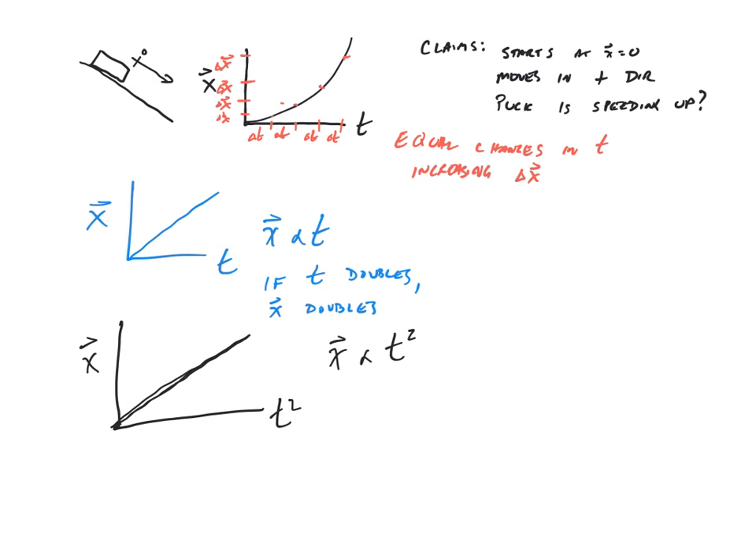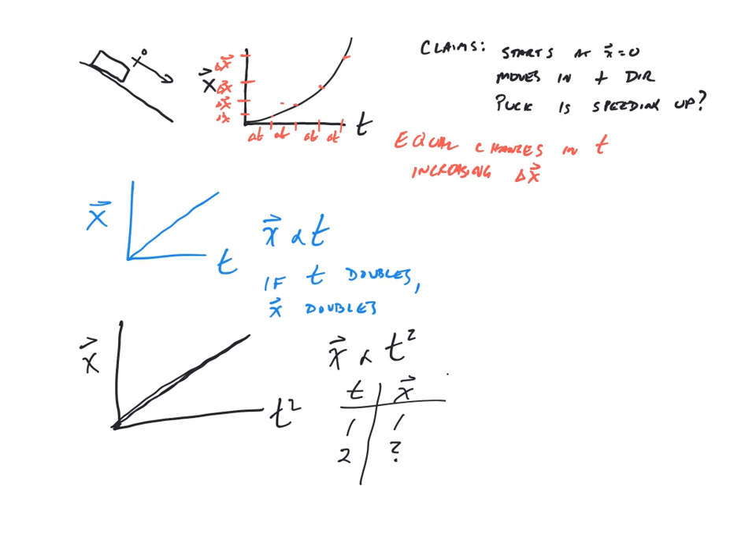So what does that mean? It means whatever factor t squared changes by, position changes by the same factor. So let's say if we've got a t of 1, we've got a position of 1. If we've got a t of 2, what's my position?